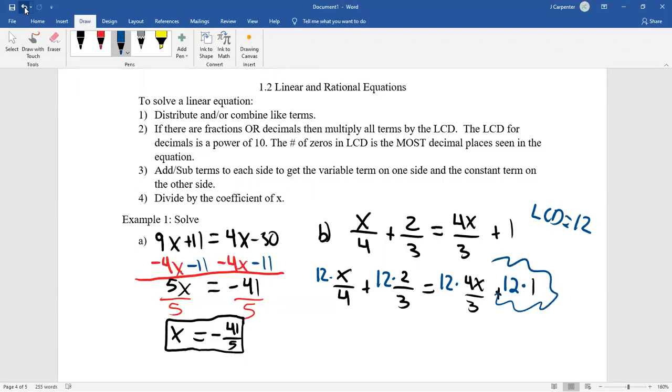This right here is where students make their mistake. They say, it's whole, don't do it. You still got to do it. Because this is us multiplying the entire left side by 12. This is us multiplying the entire right side by 12. So we follow that rule of whatever you do to the left, do to the right.